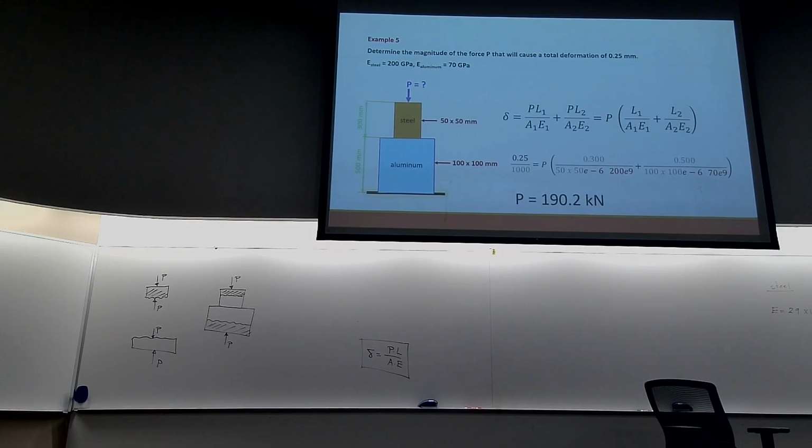Questions about this problem? As you can see, the SI system is not always easier to use because of the conversion from millimeter to meters, and you've got to do it more than once. So you end up dividing the area by a million. And the E's have a billion in them, so they could cause a little bit of complication. If we were doing English units with PSI, etc., we wouldn't have this problem at all.